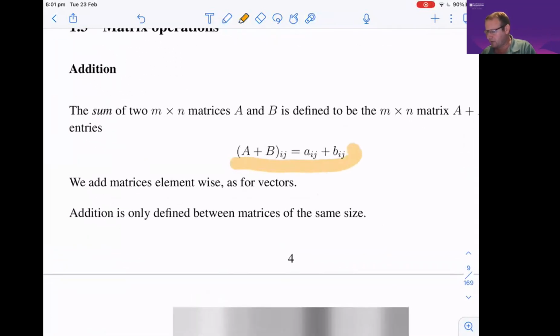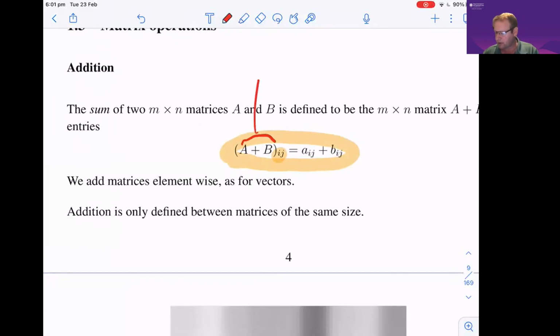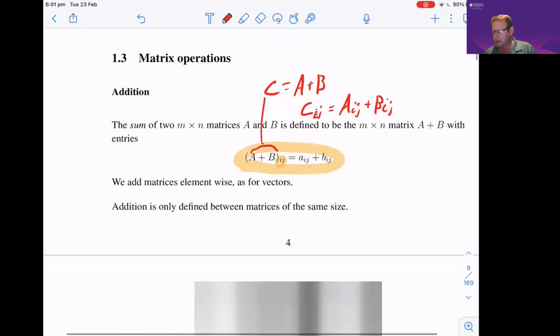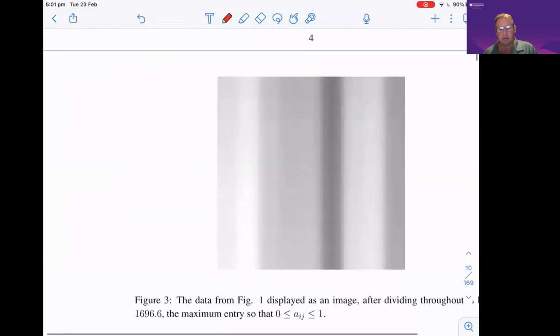It's very straightforward. So the ijth entry of the sum matrix: if you say C equals A plus B, then what we're saying is that Cij, the ijth entry of C, is Aij plus Bij. We just add them entry-wise. Doing it element-wise is the most basic thing you'd expect.